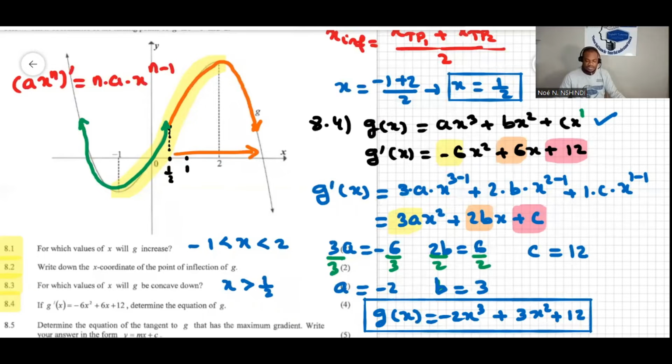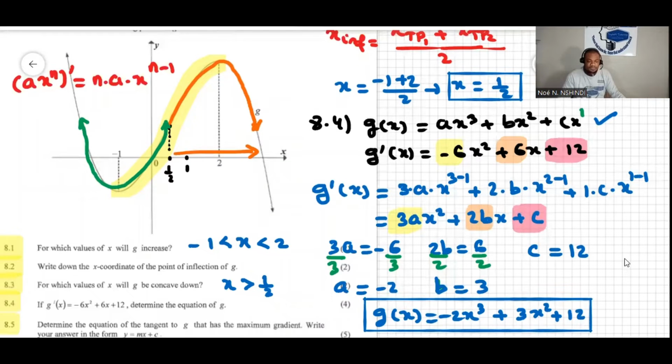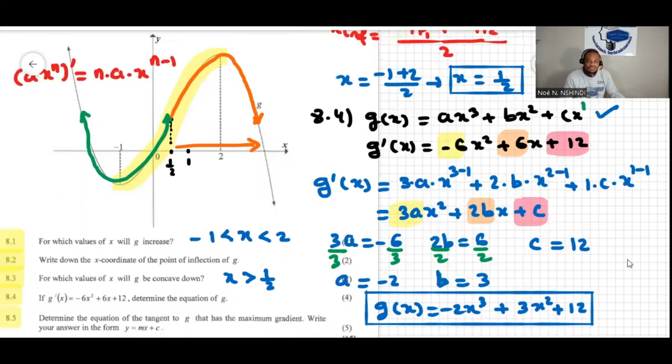Good. And so that was question 8.4. Now the following question is question 8.5. The question says: determine the equation of the tangent to g that has the maximum gradient. Write your answer in the form y equal to mx plus c.